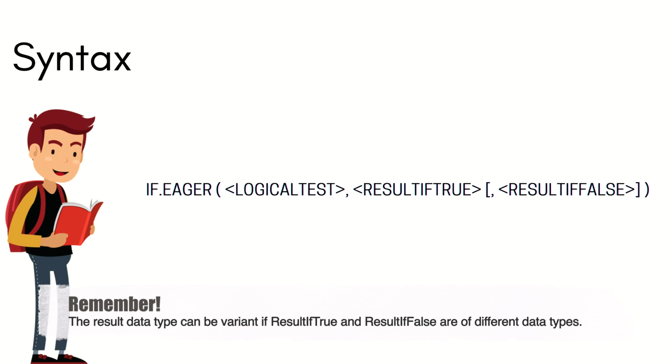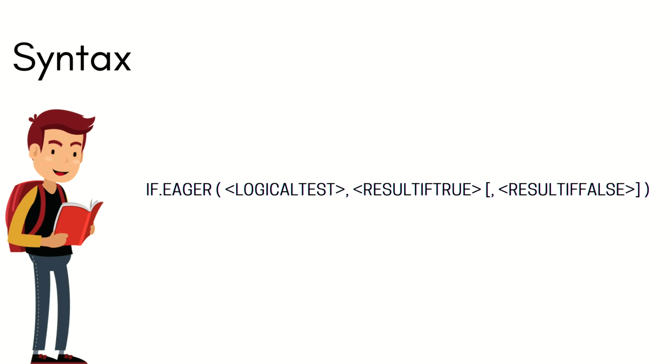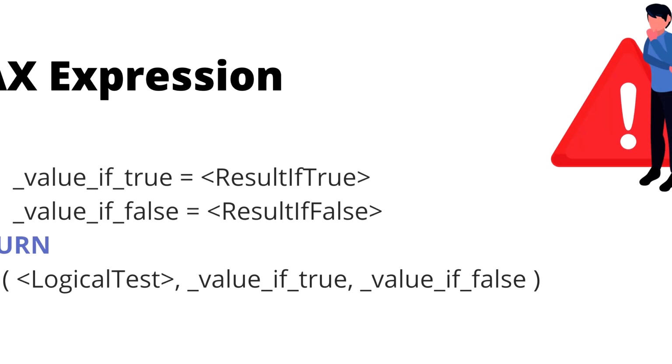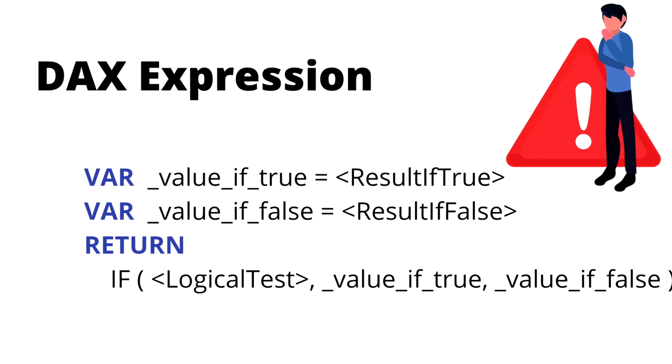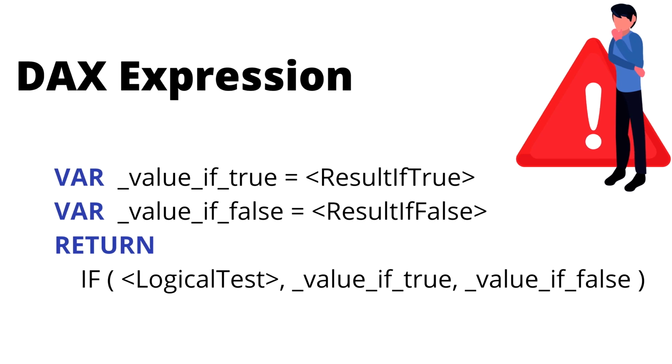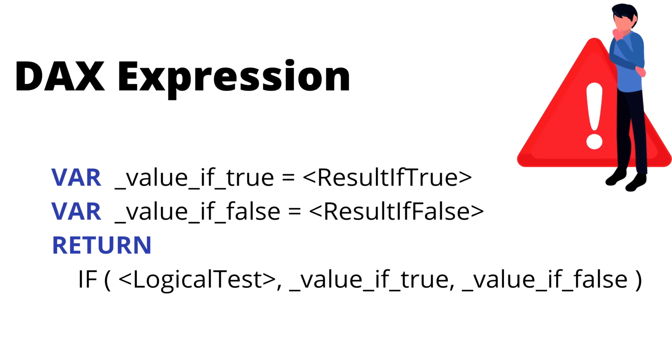The result data type can be variant if result true and result false are of different data types. The function attempts to return a single data type if both results are of numeric data type. In the latter case, IF.EAGER will implicitly convert data types to accommodate both values. You should also remember that IF.EAGER has the same function behavior as the IF function, but performance may differ due to differences in the execution plan.